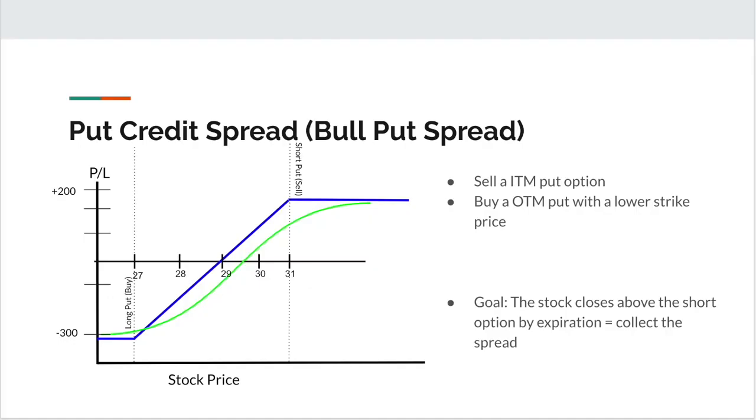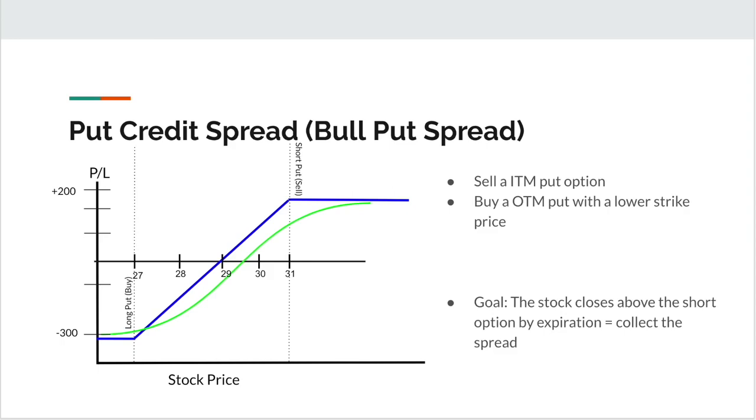Alright, so the next strategy we're going to go over is a bullish strategy that you can use when you're feeling like the stock is going to go up. However, you want to protect yourself just in case the stock does fall a little bit short of your expectations for it. So the put credit spread or the bull put spread, that's what people call it.